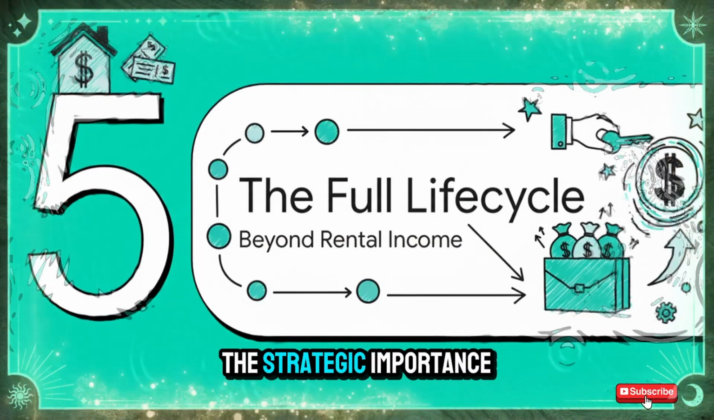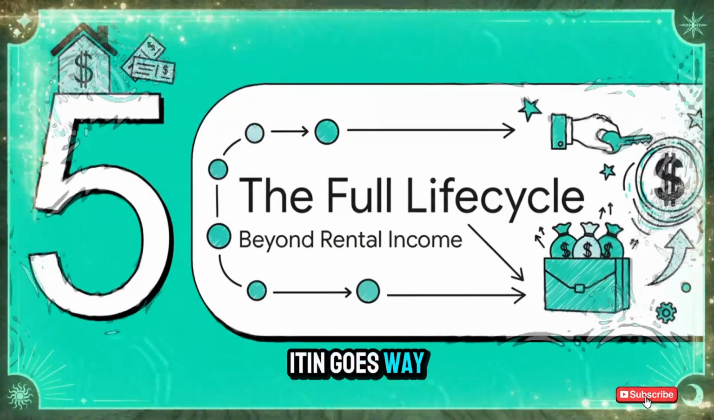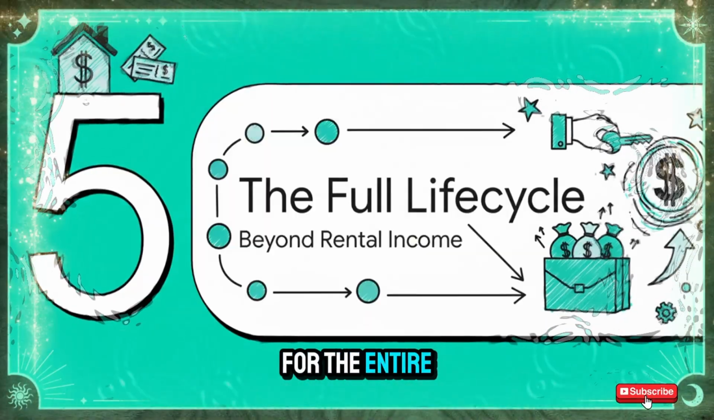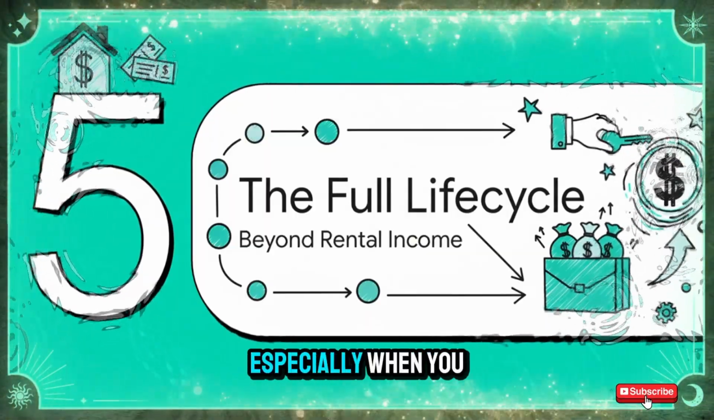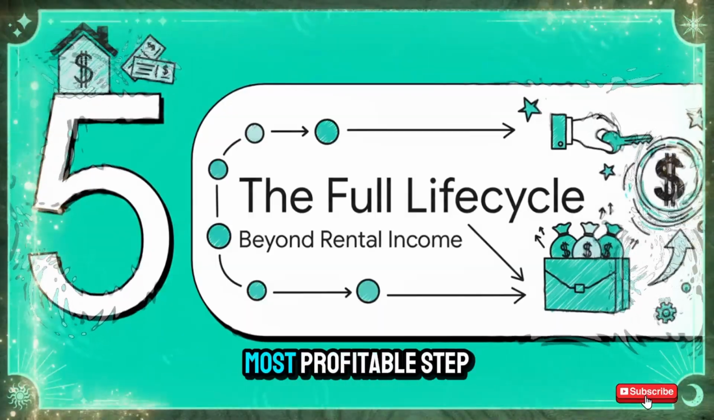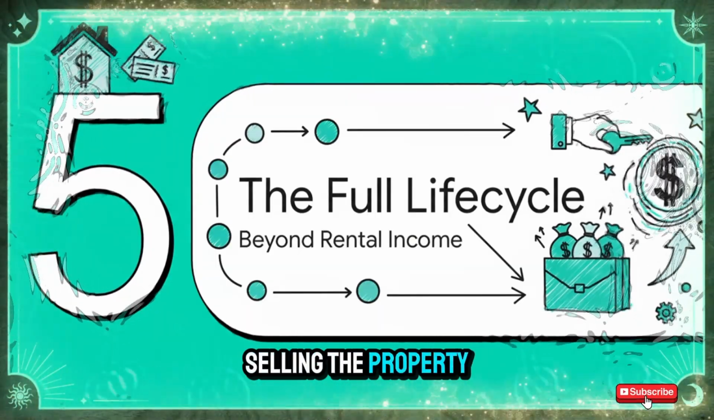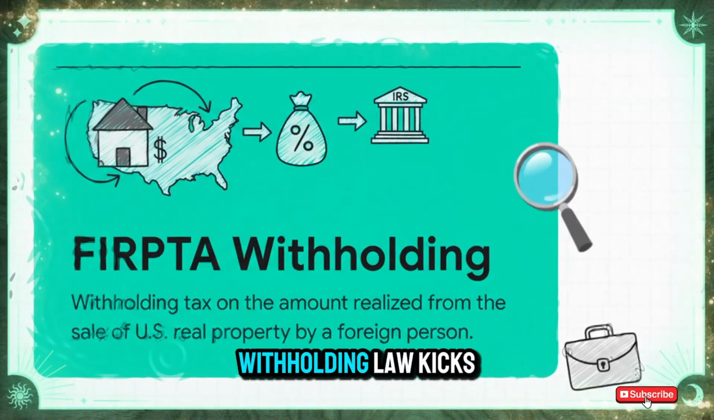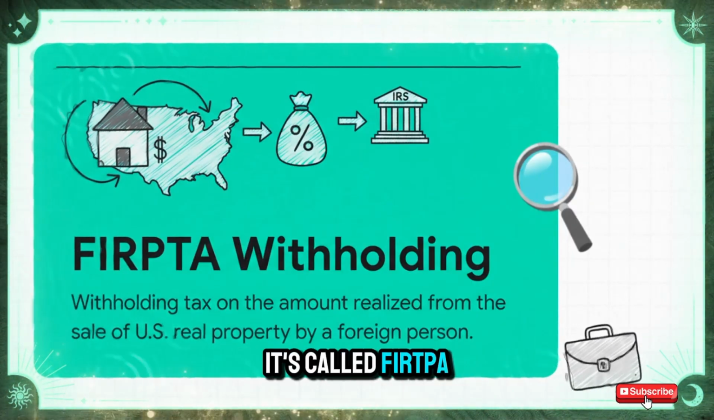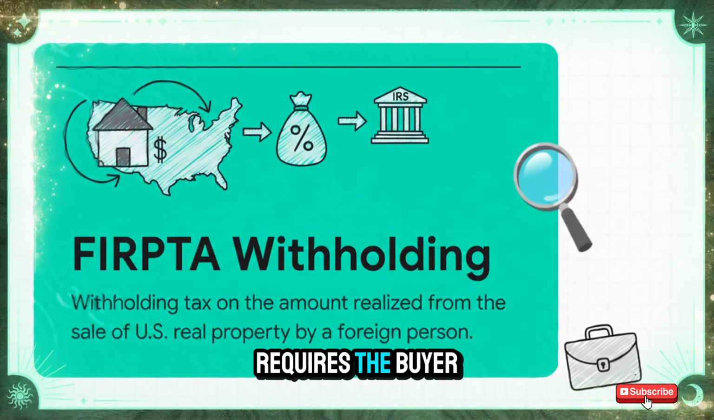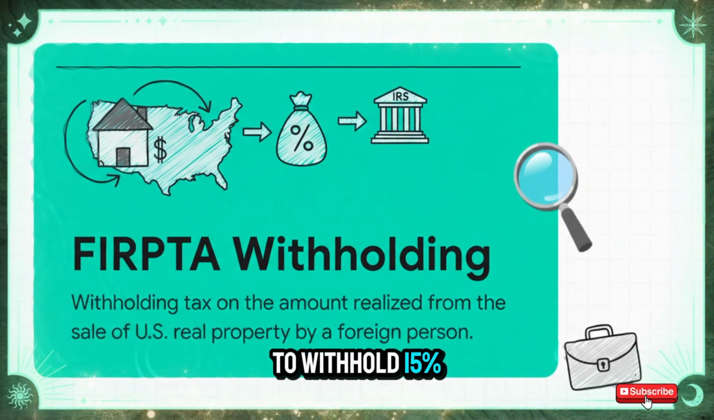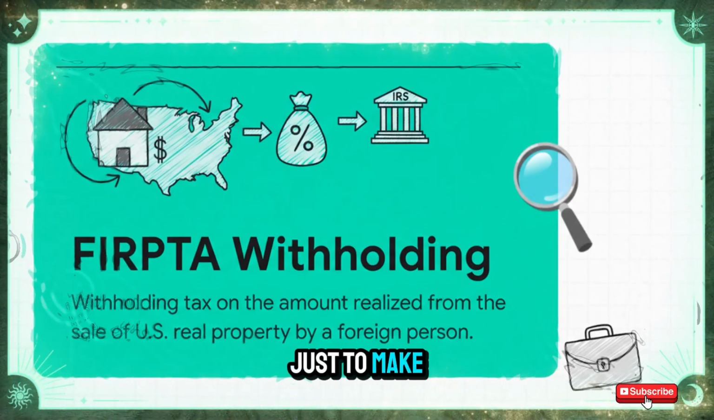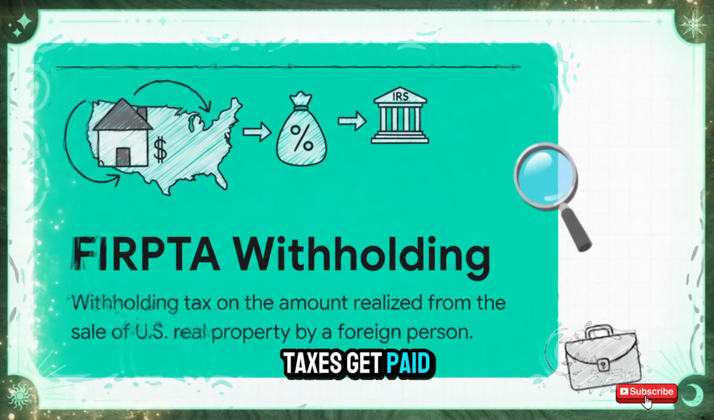And you know, the strategic importance of this ITIN goes way beyond just your annual rental income. It's actually essential for the entire life cycle of your investment, especially when you get to that final, most profitable step, selling the property. See, when a foreign person sells U.S. real estate, a whole other withholding law kicks in. It's called FIRPTA. This law generally requires the buyer of your property to withhold 15% of the gross sales price and send it straight to the IRS, just to make sure any potential capital gains taxes get paid.